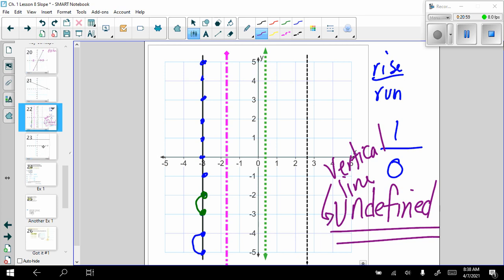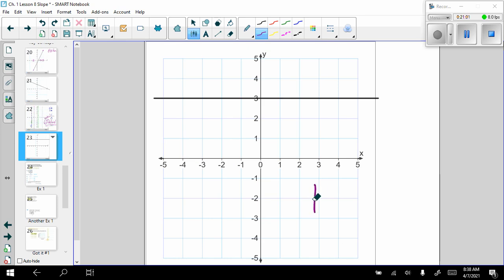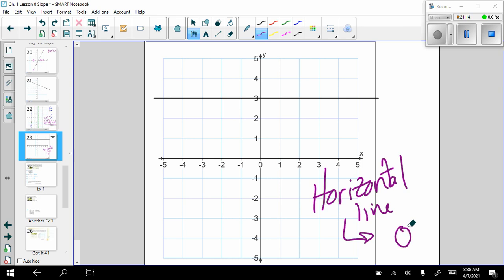The last one I'm going to show you today is a horizontal line. I want you to add this to your notes. Horizontal line: slope is always 0. Okay, and why? Well, let's check. Rise over run. So find the spots on this line that go through the corner of a box. There, there, there. Again, it's all of them.